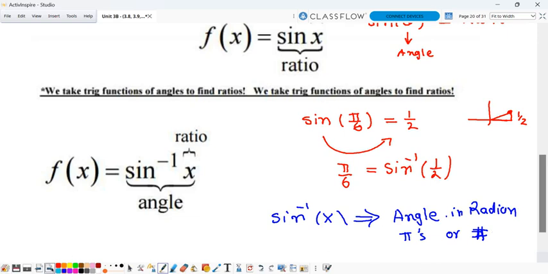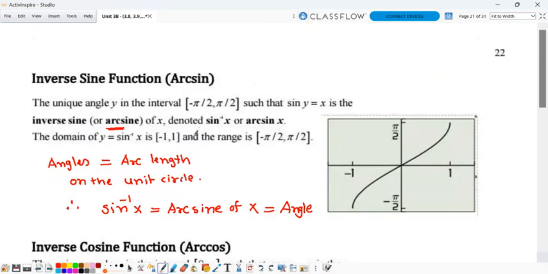Okay, so let's take a look at a quick summary before we jump into the problems. Here, inverse sine is also called arc sine. You are supposed to know that. This is a quick summary page. How does this graph look? It stops here. It does not go forever. The domain is -1 to 1. The range is -pi/2 to pi/2.